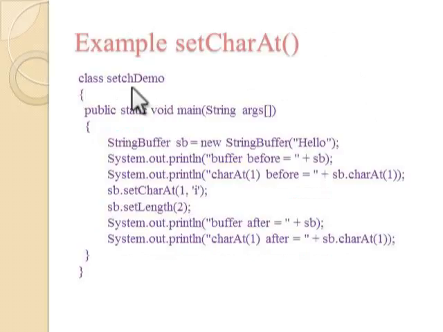Let's see an example. First we create a class, then create a string buffer object. The string buffer object is sb. First print only the string buffer object. In setCharAt, give the index of the character you want to change. H is at position 0, E is at position 1. First print E, and using setCharAt at position 1, replace it with I. At position 1 here is E. E is replaced with I. Let's see the output.